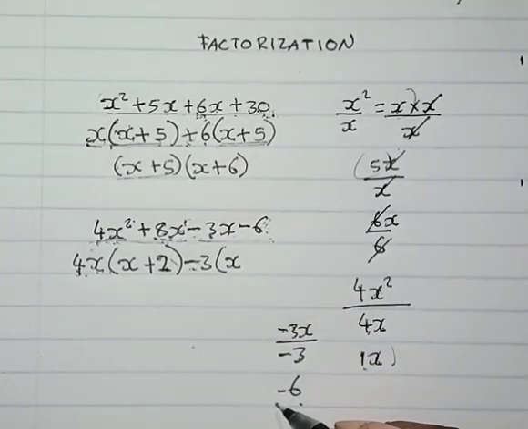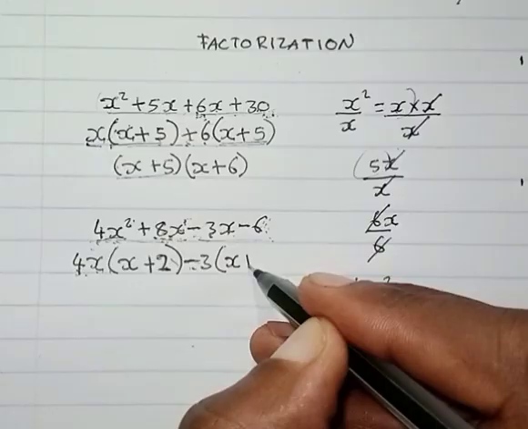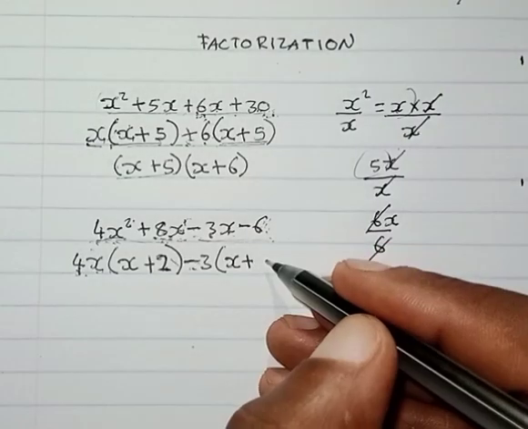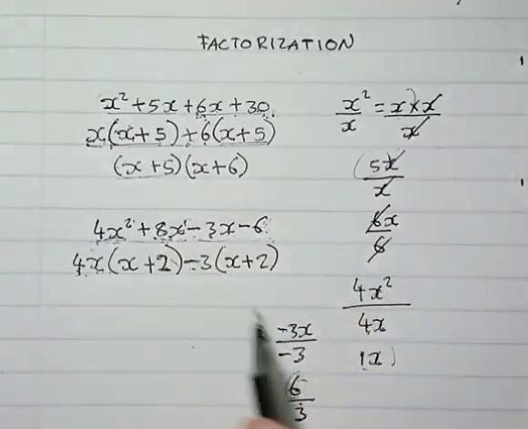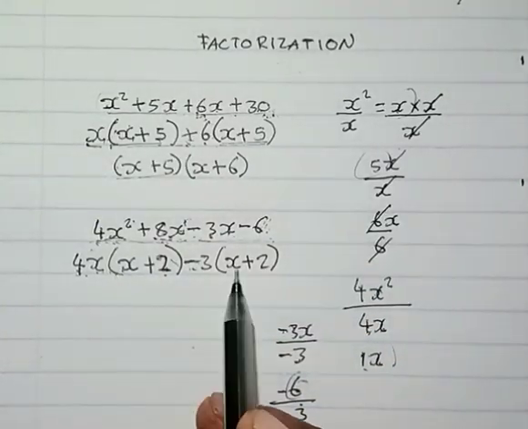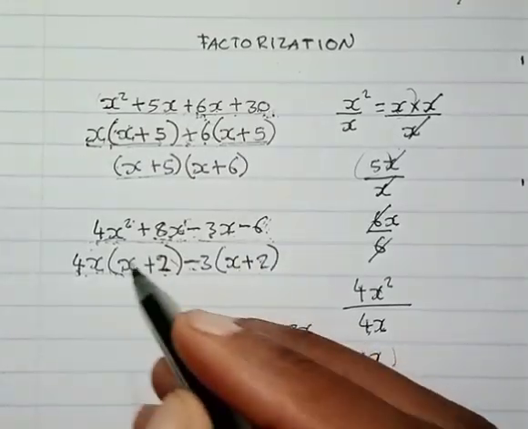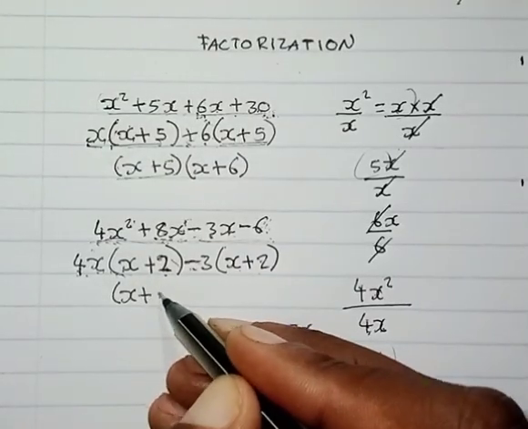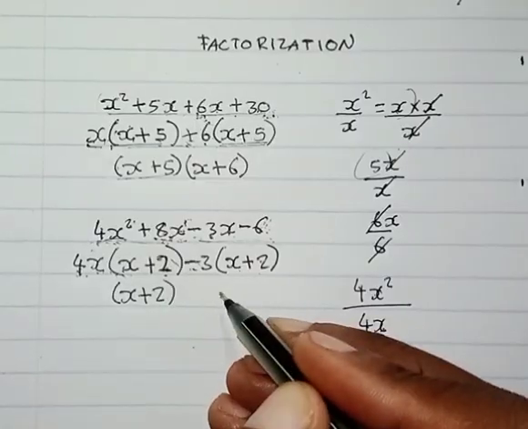So this means negative 6 divided by negative 3. Negative divided by negative, we get positive. Then here, 6 divided by 3, the answer is 2. You can see that these are now perfect because they are similar. Because they are similar, we just get one of those. So we have x + 2.